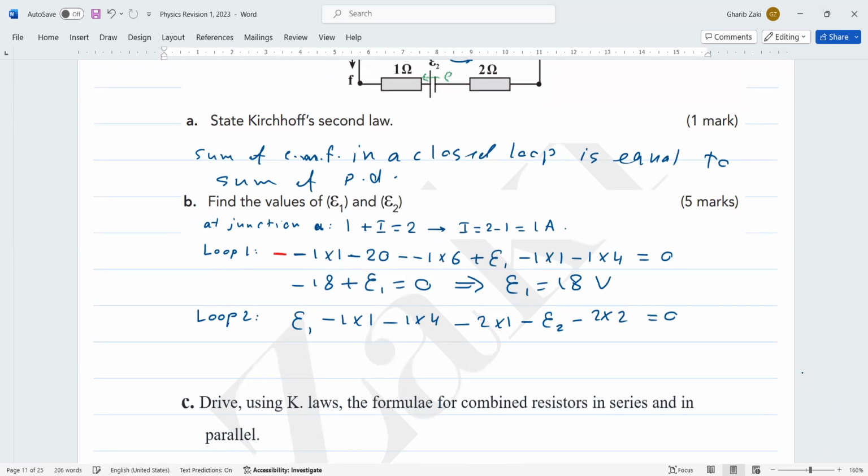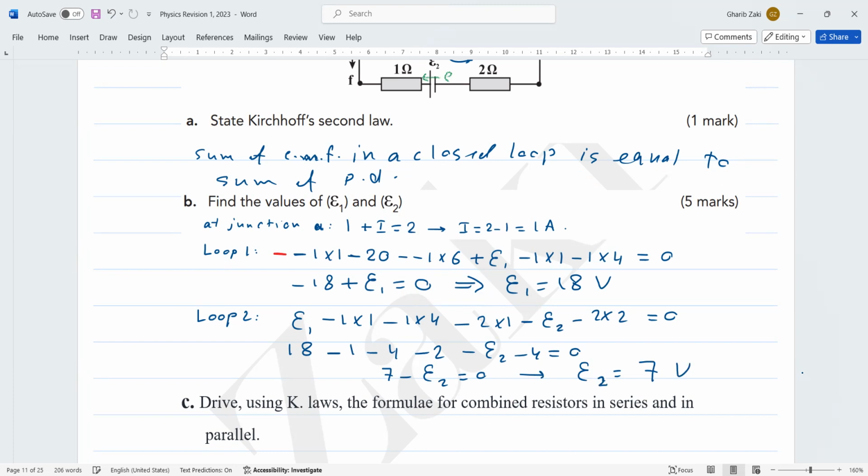Now we calculate E1. Already we got E1 before, so we replace it by 18. Minus 1 times 1, it's 1. Minus 4 times 1, minus 2, minus E2, minus 4 equals 0. Now we calculate this. 18 minus 1, minus 4, minus 2, minus 4, it's 7. So 7 minus E2 equals 0. Then E2 equals 7 volts.